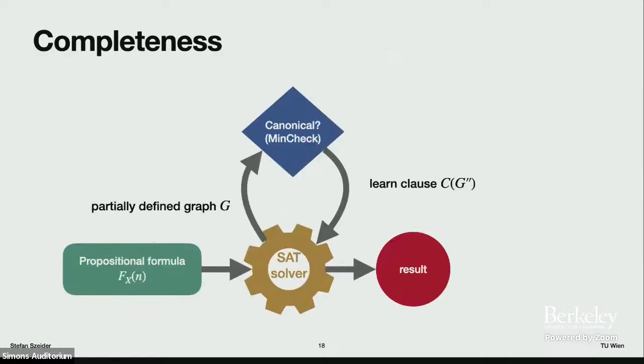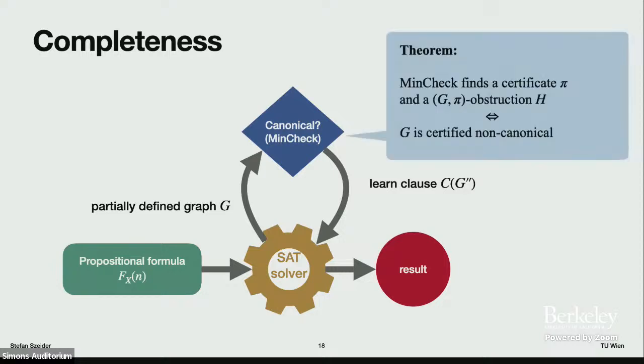Okay, now this is the picture we have. We have here the partially defined graph. We feed it into our check of canonicity, our algorithm that we call min check. For this, we can show a certain completeness. We can show that our minimality check finds a certificate pi, this permutation, and such a G pi obstruction H, if and only if G is certified non-canonical. So with respect to our weakened form of canonicity, our algorithm is complete.